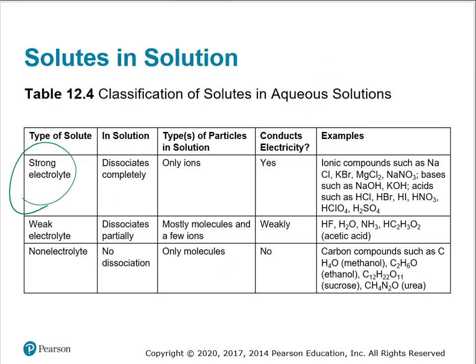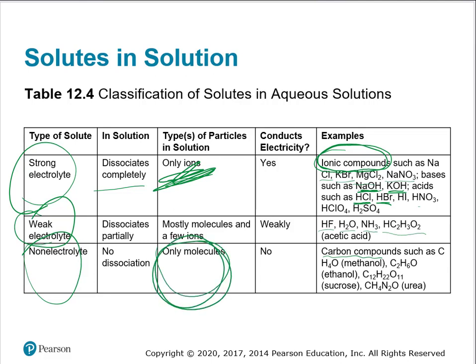When looking at strong electrolytes that dissociate completely, we are looking at ions. So examples, ionic compounds are going to be huge, like sodium chloride, potassium bromide, magnesium chloride, sodium nitrate. Bases like sodium hydroxide, potassium hydroxide, acids like hydrochloric acid, hydrobromic acid, nitric acid. Those are all going to be great conductors of electricity. Weak electrolytes like HF, water, ammonia, acetic acid, those are all weak electrolytes. And then non-electrolytes are going to be all molecular or covalent compounds. Carbon-containing compounds, methanol, C2H6O, ethanol, sucrose, those are all just some examples. But they are molecules, not ions.